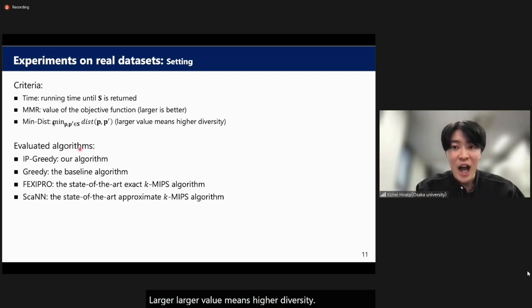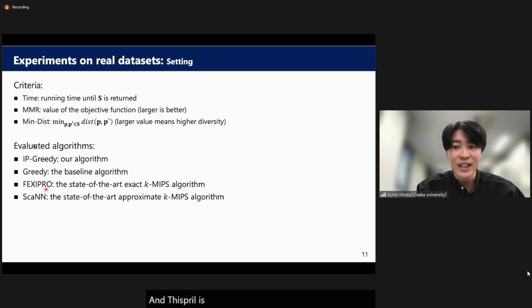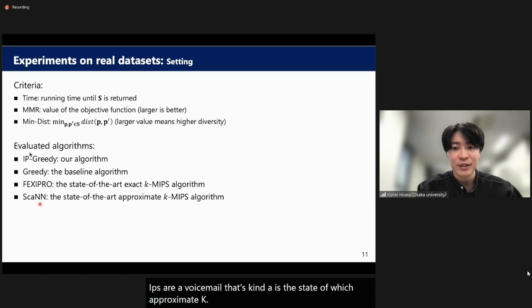The evaluated algorithms are these four algorithms. IP-greedy is our algorithm. Greedy is the baseline algorithm. And Pro is the state-of-the-art exact K-MIPS algorithm. Scan is the state-of-the-art approximate K-MIPS algorithm. Pro and Scan don't consider diversity.